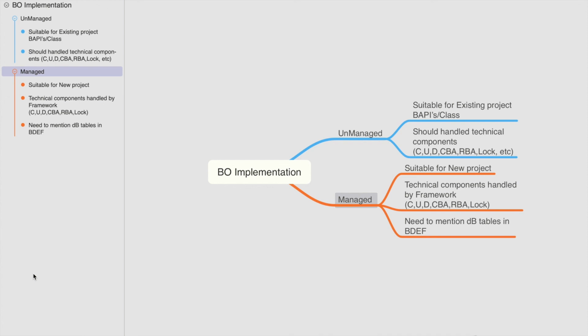So yeah, basically these are the two main implementation methods. When you already have an existing project and you want to reuse it, you can go with the unmanaged scenario. On the other hand, if you want to create some new projects or POCs, you can go with the managed scenario.